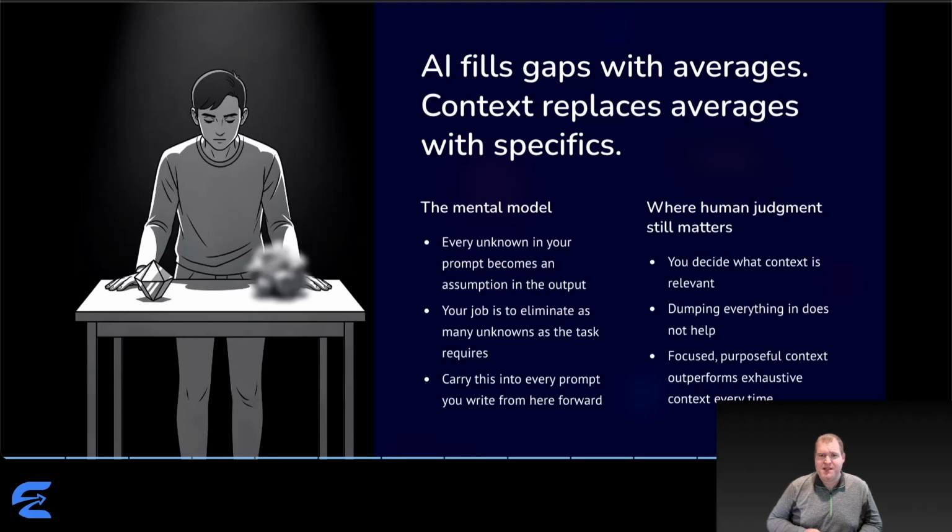And that last part is where your judgment is irreplaceable. Dumping everything you know into a prompt creates noise. Context that isn't relevant to the task dilutes the signal rather than sharpening it. What you're looking for is focused, purposeful context, the details that are actually load bearing for the response you need. Identifying those requires knowing your situation. Only you have that information, and the model is waiting for you to share it.